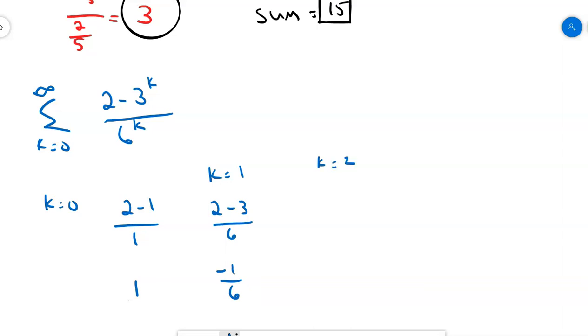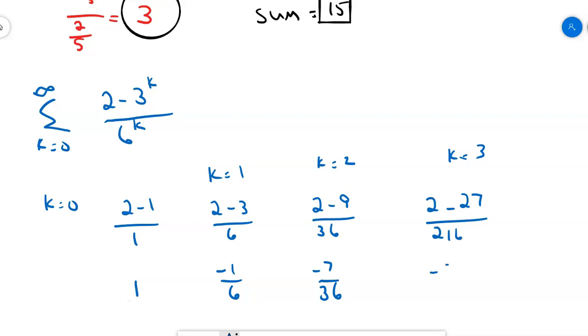All right. How about k equals 2? I'll end up with 2 minus 9. 6 squared is 36, so this gives me negative 7 over 36. And I've got space on the screen, so I'll do one more. K equals 3. I do 2 minus 3 to the third, which is 27. And then 6 to the third is 216. So this gives me negative 25 over 216. All right, so those are the individual terms.